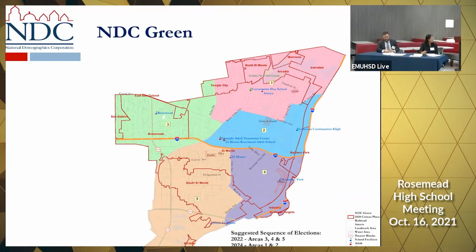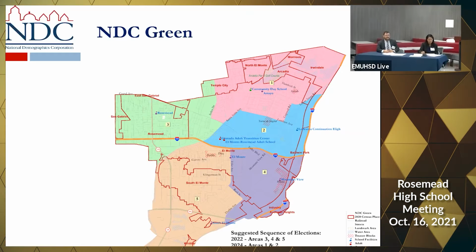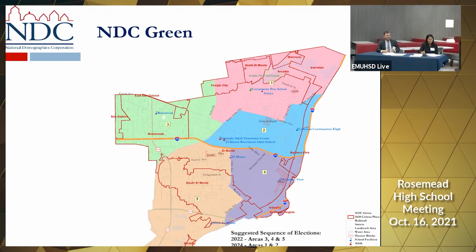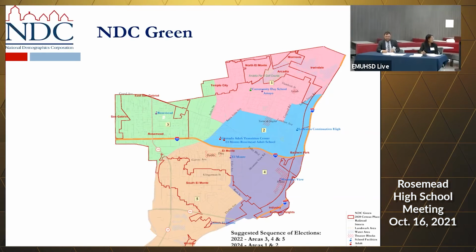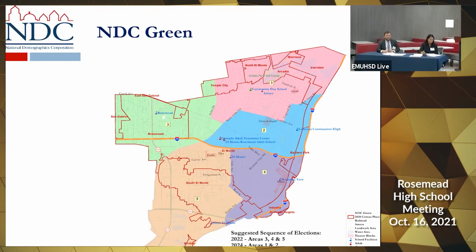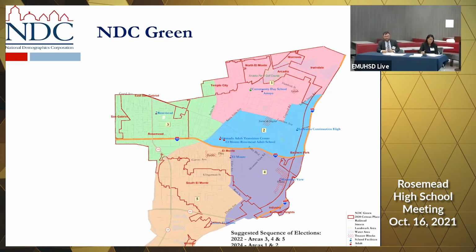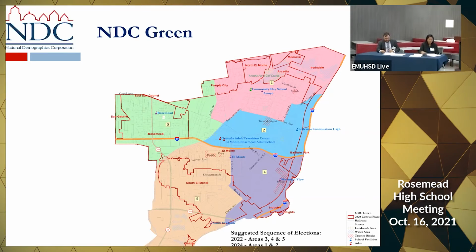And of course, we've included an election sequence. Based on what we know the County Committee on School District Organization does, we include a suggested sequence that basically is which areas will be up in which years. This map would put areas 3, 4, and 5 up in 2022 for election, and areas 1 and 2 would be up for election in 2024. And that's a common thread you'll see in a lot of these maps.